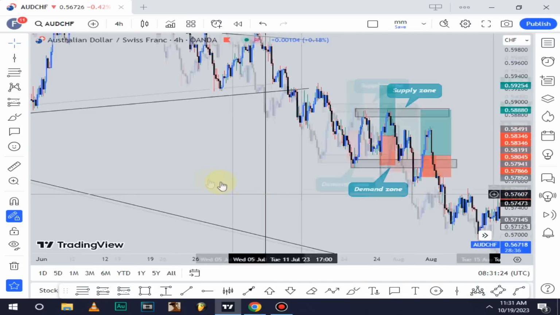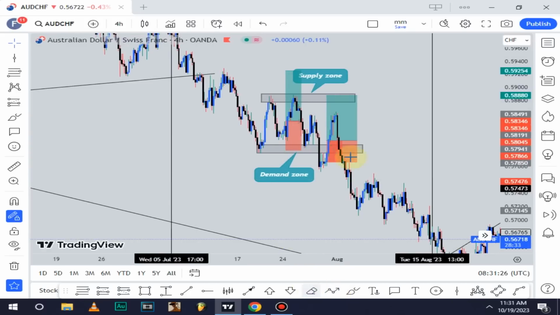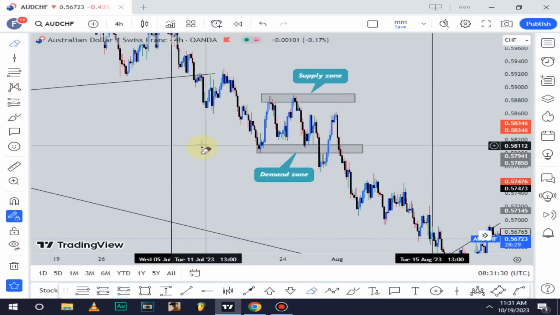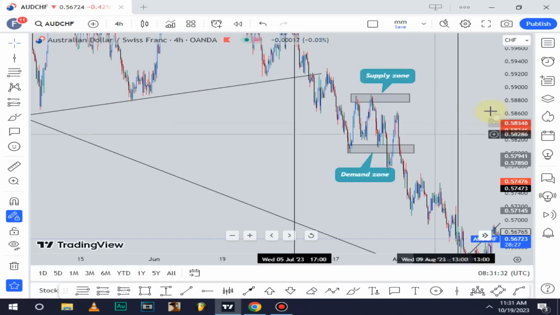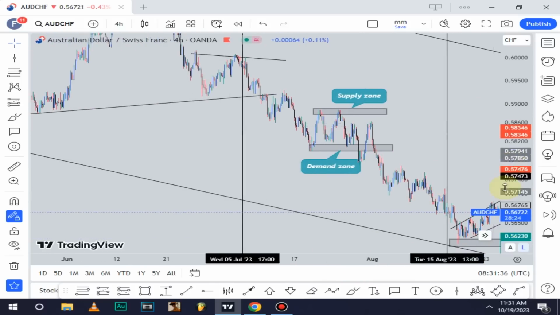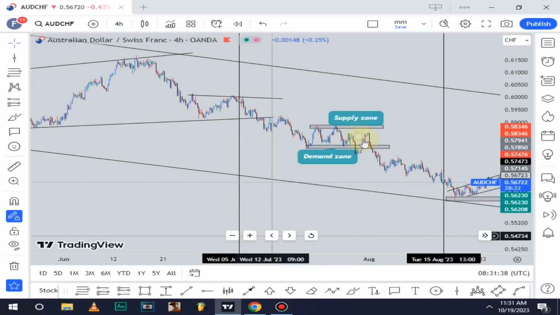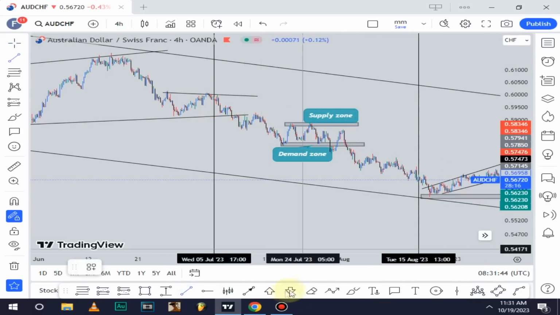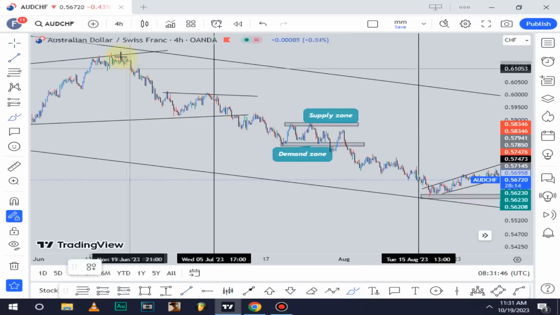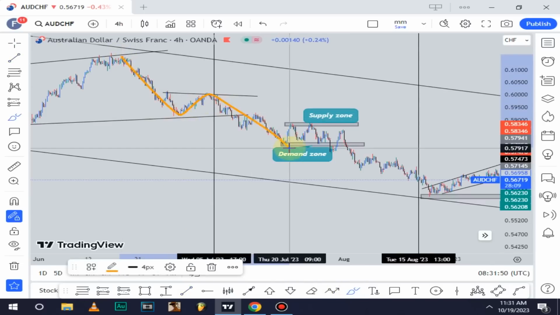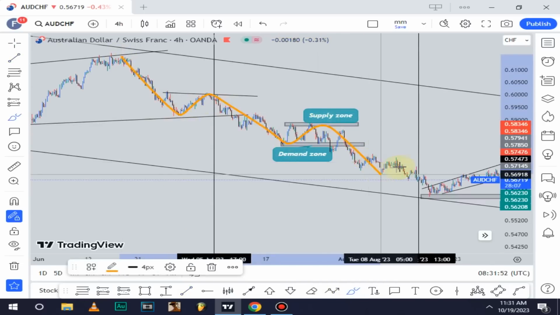Let's try and understand what went wrong. The problem was you were in a bad market. Generally we are in a downtrend. So what gave you the reason to take a buy position over here? Let me give you an illustration. Price is in a downtrend: lower low, lower high, lower low, lower high, lower low, lower high.